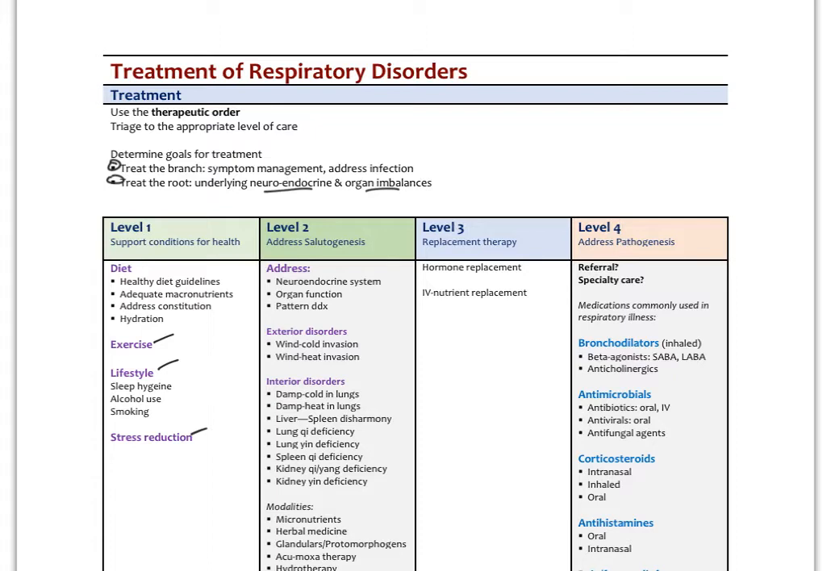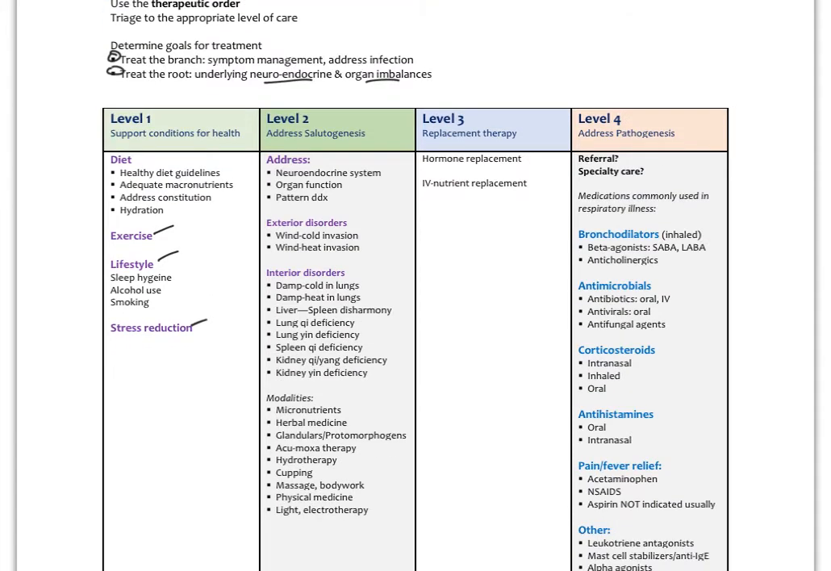For level 2 therapies, for addressing the pulmonary system, there are a couple of classic patterns that we tend to see, the ones I already discussed in the previous video: damp cold, damp heat. Do we have a liver spleen disharmony, lung qi deficiency, lung yin, spleen qi, kidney yang, and kidney yin deficiencies? Then addressing that with the appropriate herbal therapies, micronutrients, acupuncture, and so forth.